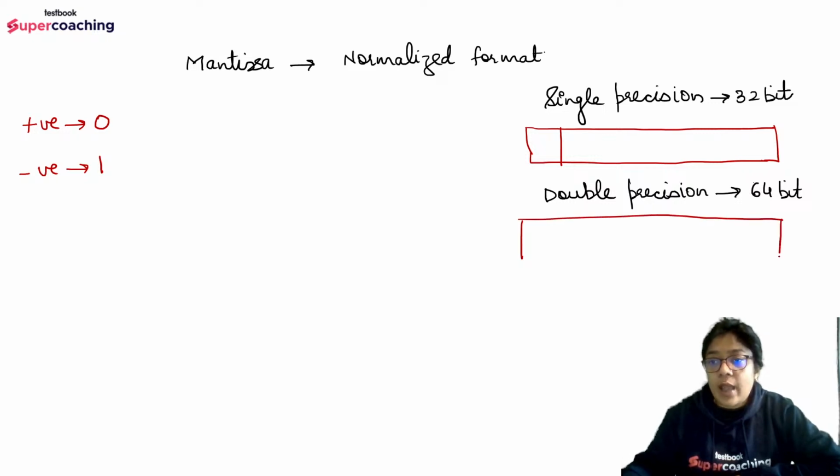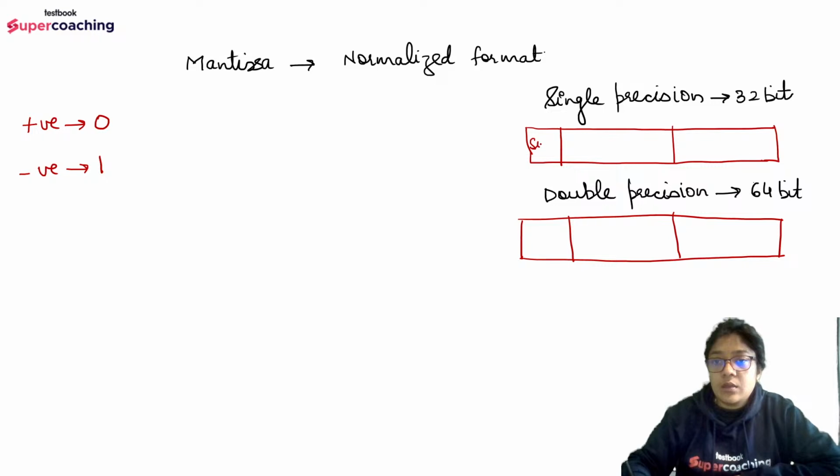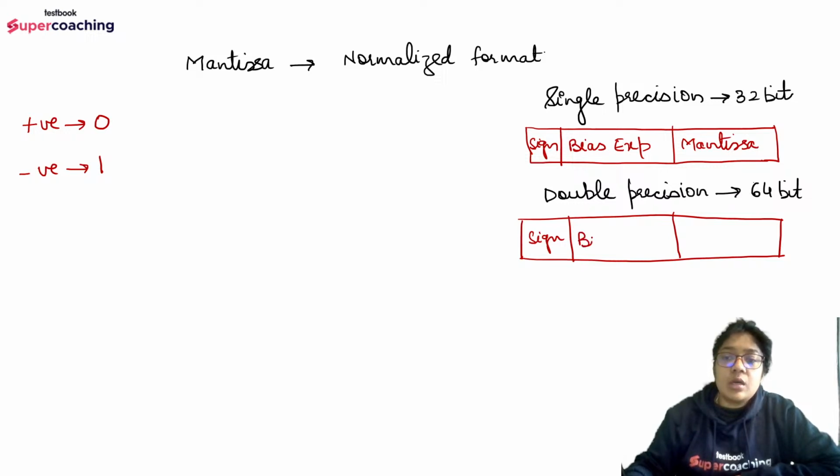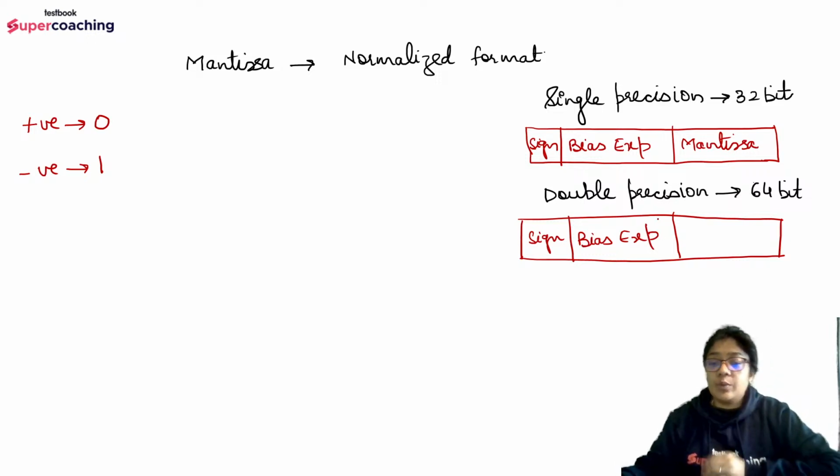So here also we have 3 fields: sign, biased exponent, and mantissa. Basically, we use floating point representation to represent very small or very large numbers. So in that case, definitely we will be getting something in the power that is known as the exponent. And here we have the mantissa.